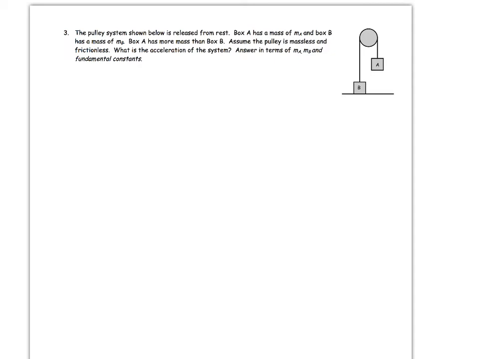Moving on to this next one here, we have an Atwood machine. Two boxes suspended from a pulley system, which is a classic example of a multi-body problem. And so we want to find the acceleration of the system here.